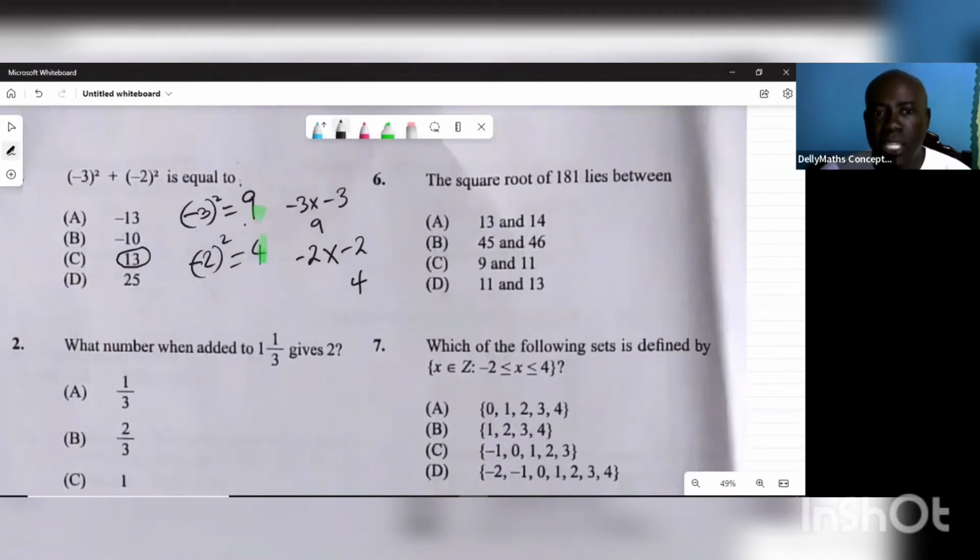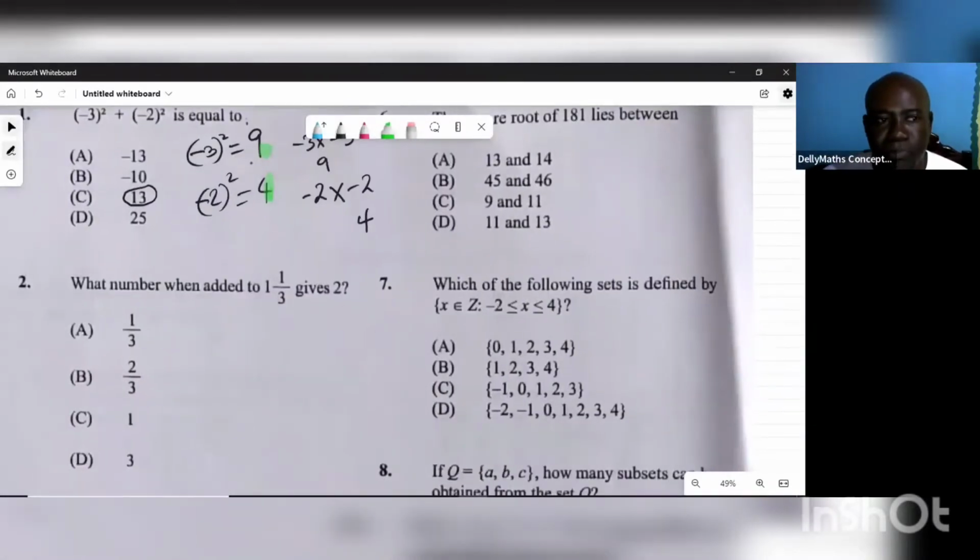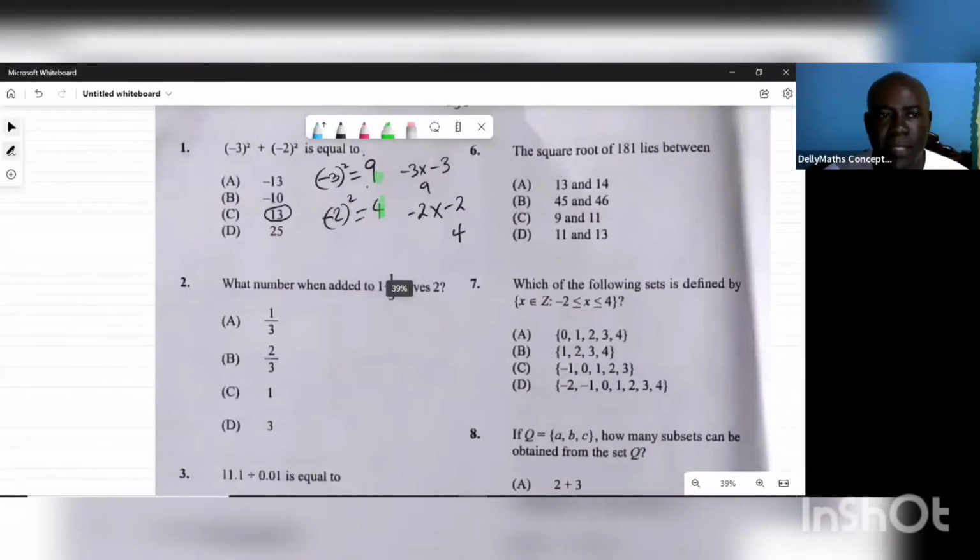All right, so here it is. We pick our 13 and we're good. Let's go to the next question.